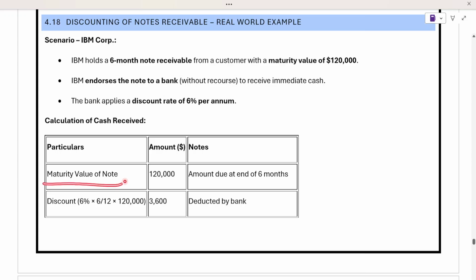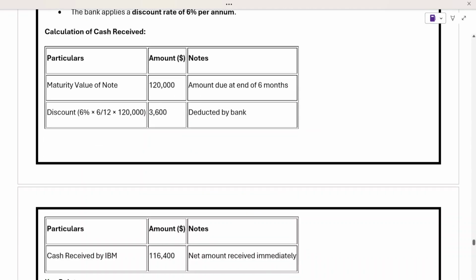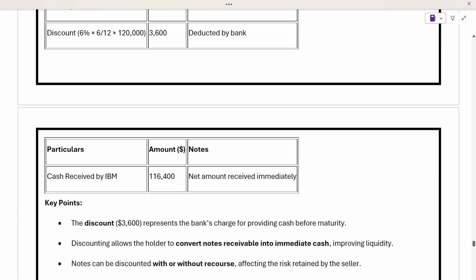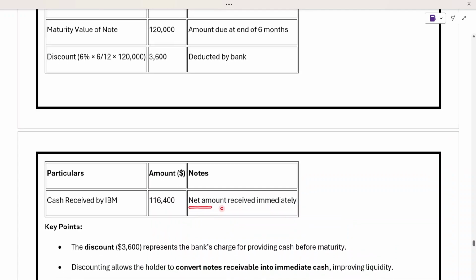So we know that at maturity, the value of the note is $120,000, which is given here. Now the discount rate is 6%, but this 6% is per annum, and we need to calculate it for 6 months. So on a 6-month basis, the discount will be $3,600, which will be deducted by the bank. So effectively, the cash which IBM will receive is $116,400, and this is the net amount which will be received by IBM immediately.